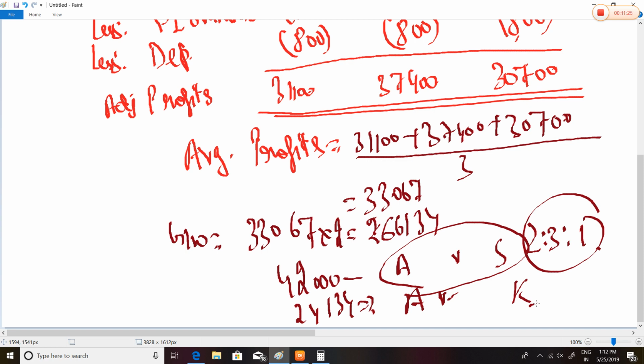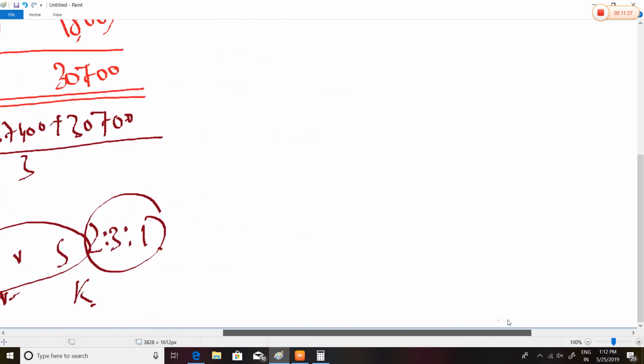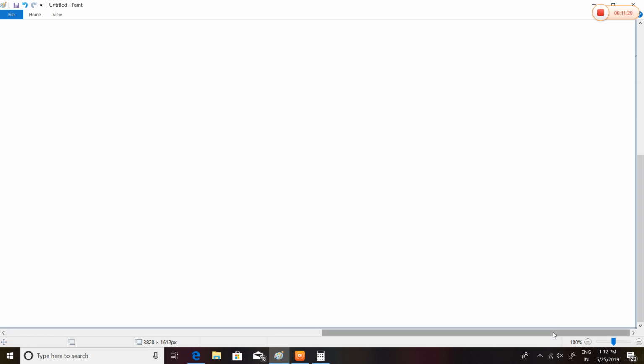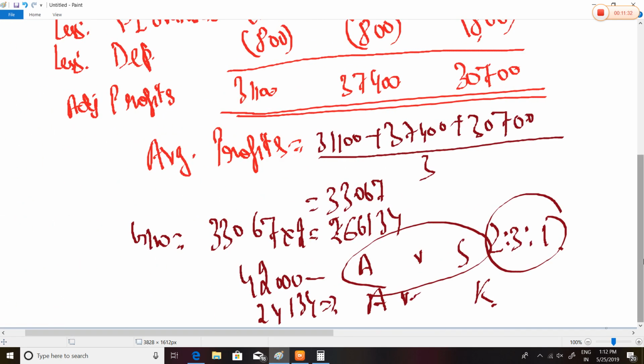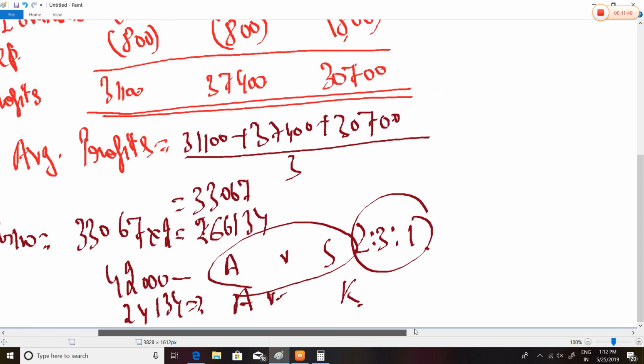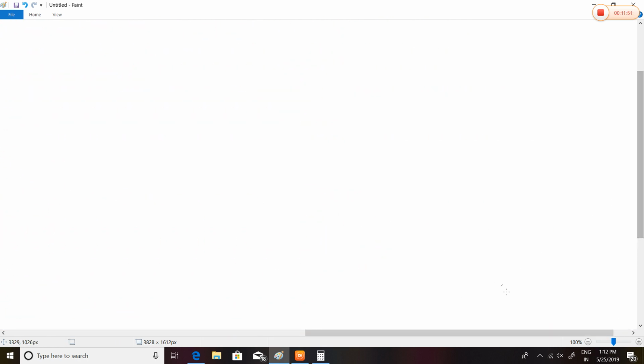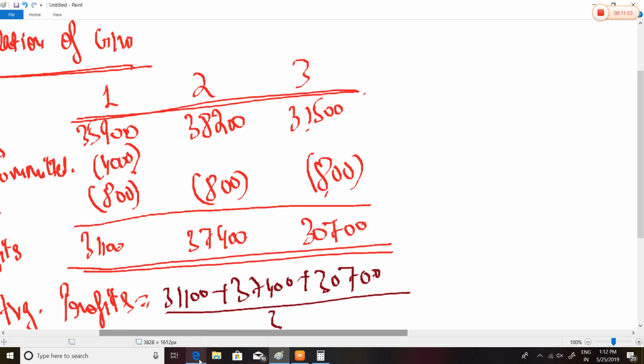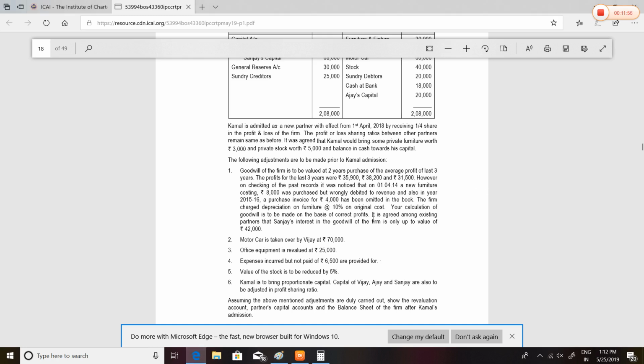I hope till here you got it. Now in this you have to write the journal entries in the working note itself for the bringing of the capital and goodwill, and the proportion of goodwill. You have to write the journal entry here. Let me explain further points so that you can solve. The main point is finished here.